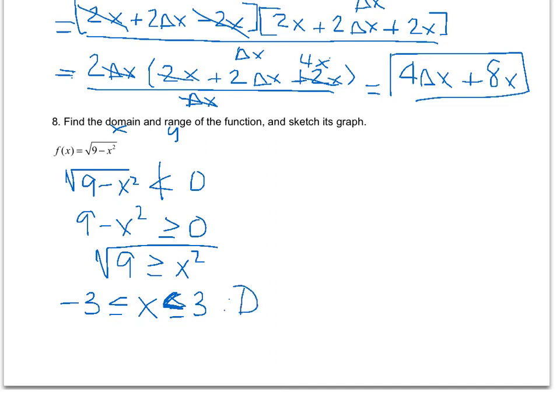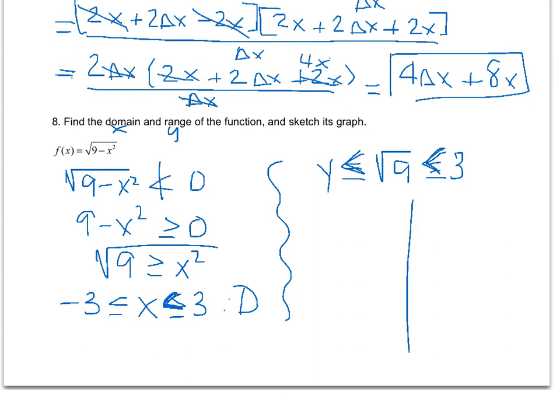Now for your range, you want to look at what your range is when x is 0. So I would have y equals square root of 9, which is positive 3. So everything from 3 down is going to be your range. Actually, it's going to be less than, and it has to be less than or equal to 3.